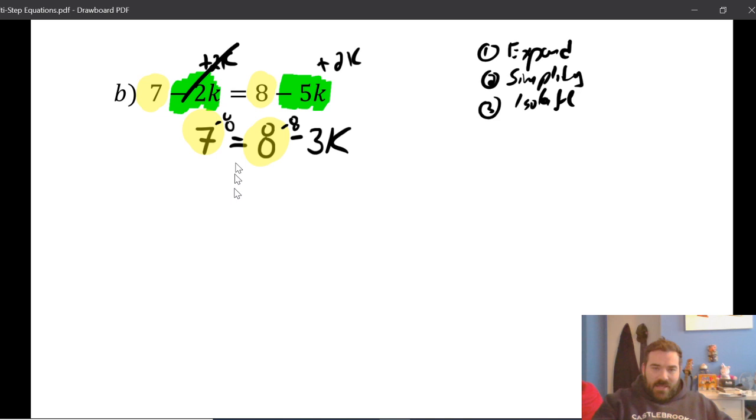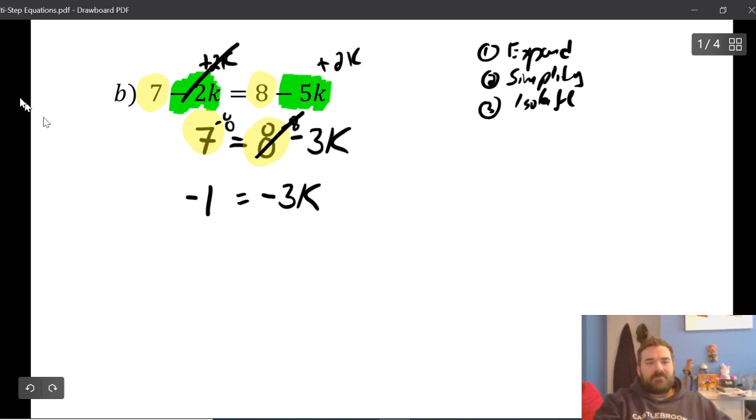So let's do this again. So negative sign directly underneath. 7 minus 8 is negative 1. 8 minus 8 gives me 0. I don't have to write that in, and I have a negative 3k. So I've collected all my terms, I've simplified everything I can, and now I'm down to negative 1 on the left side and negative 3k on the right side.